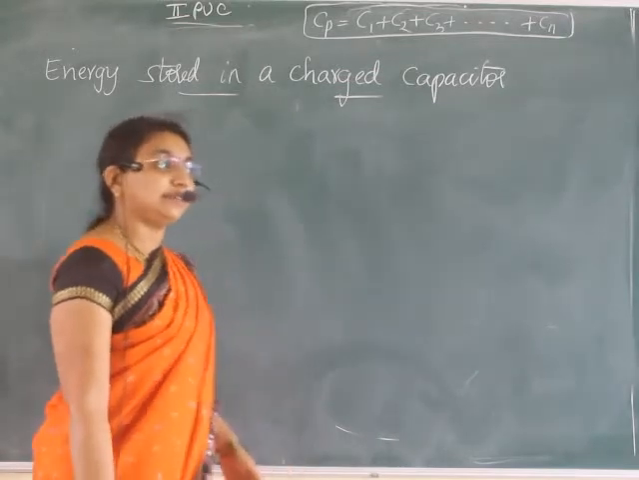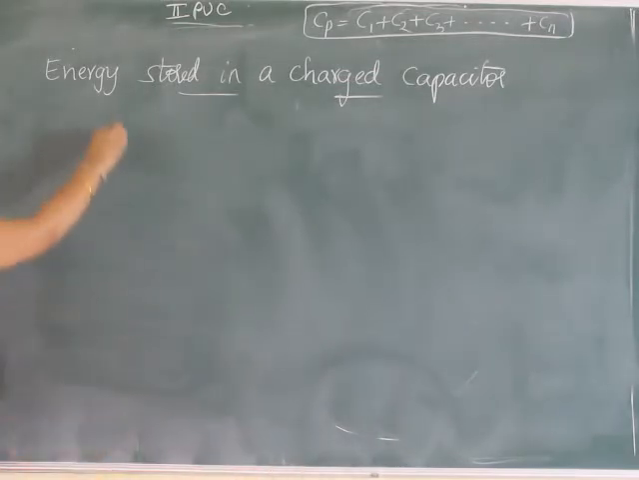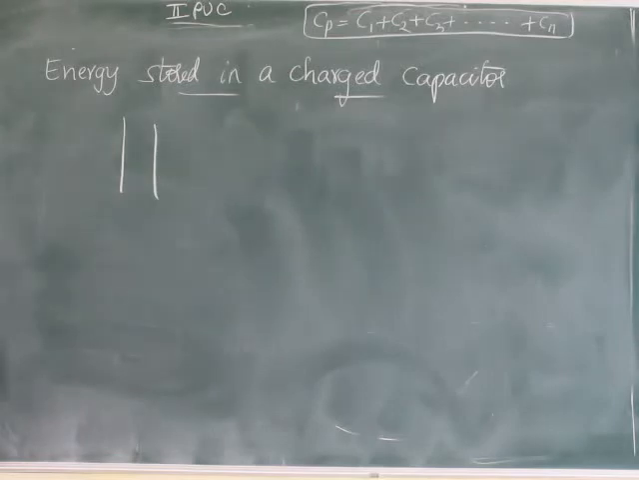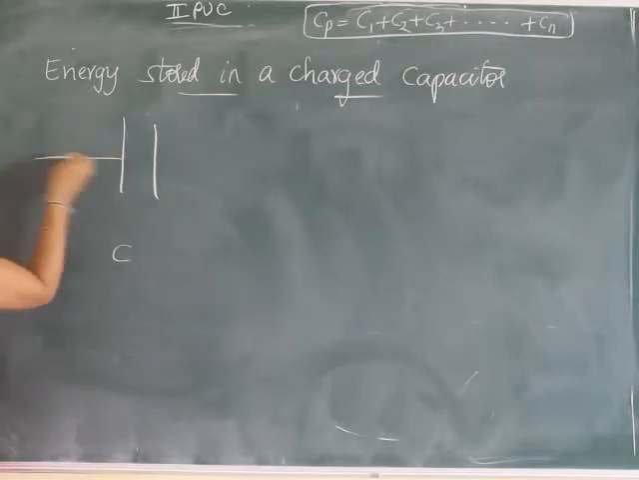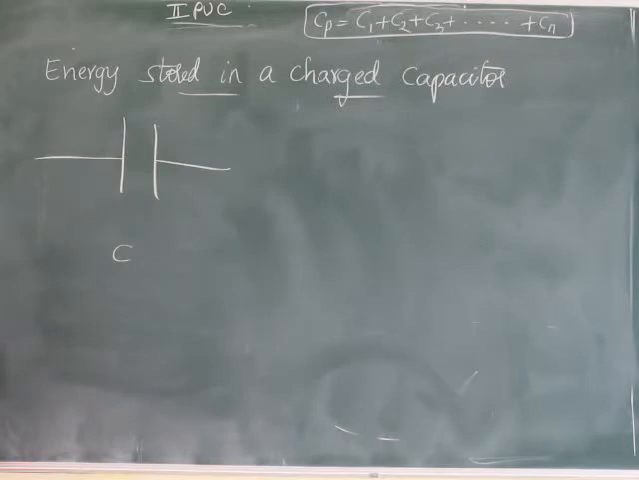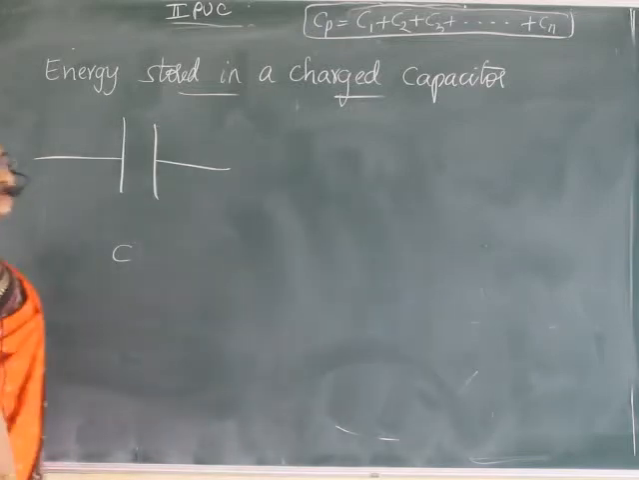To find this expression, we have to consider a capacitor. Let us consider a capacitor of capacitance C. When we draw a capacitor, 2 terminals should be there. When it is connected to a battery, it gets charged.